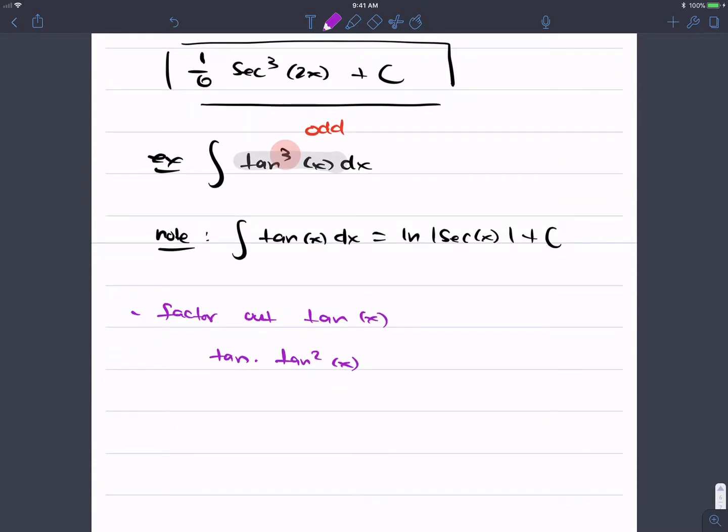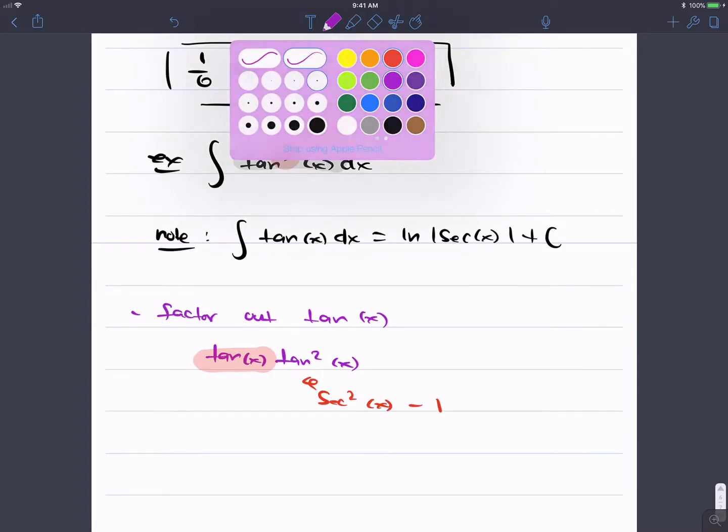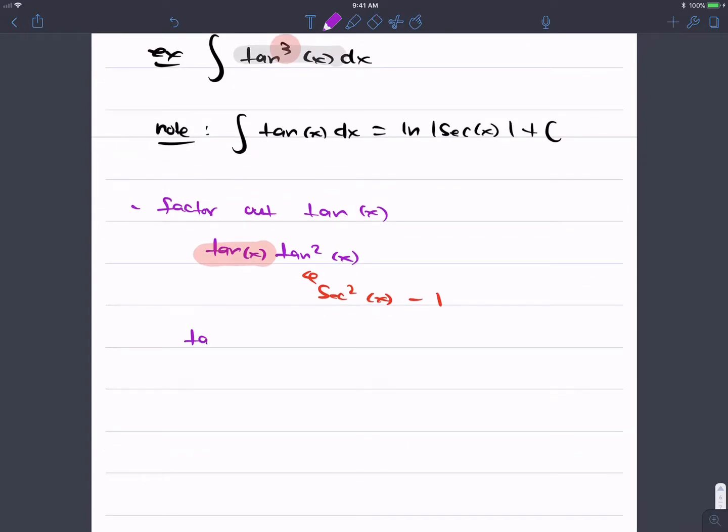So that's our first step. Here is that factoring out of the tangent. And let's go back here. We forgot to write tangent x. Okay. Factor out that tangent. Now they also said in the last procedure, you're going to replace tangent squared now with secant squared minus 1, the Pythagorean identity. And if you do here, we're going to have tangent times secant squared minus 1.